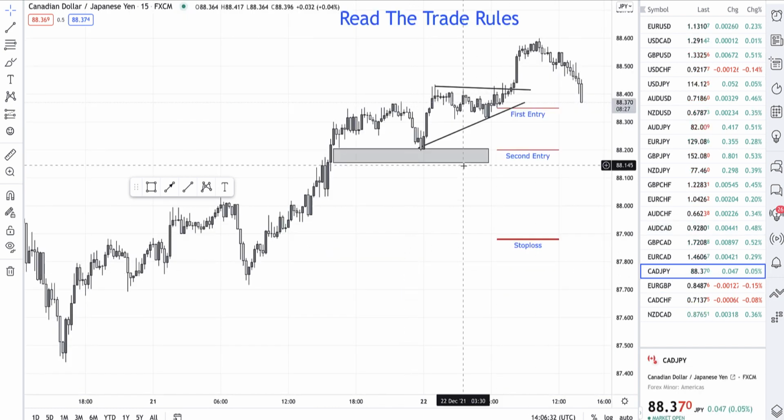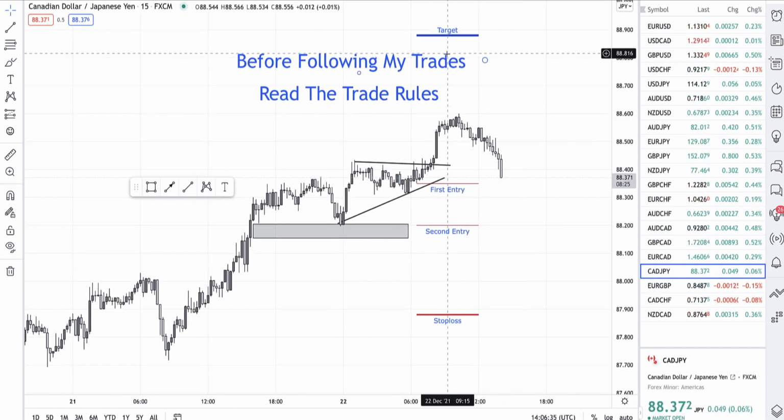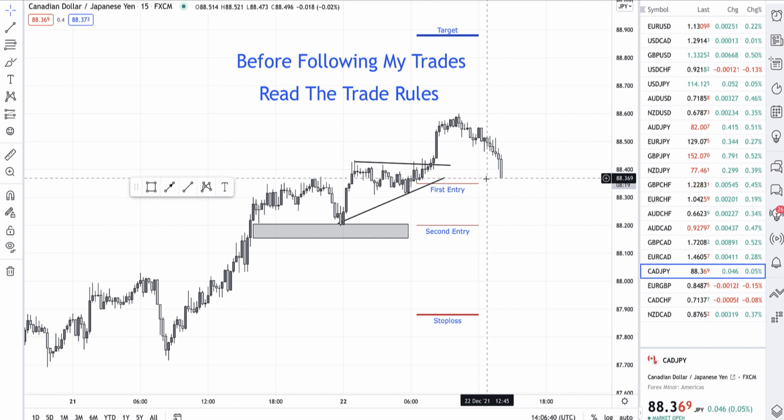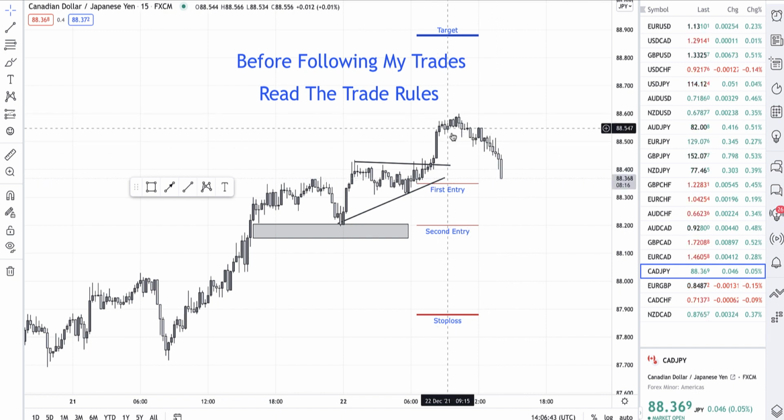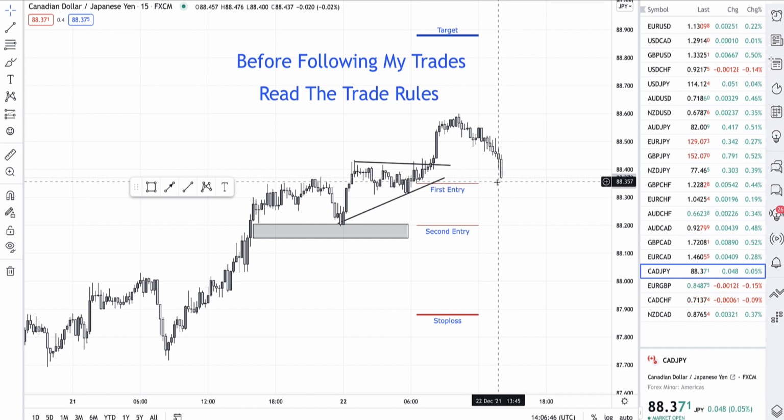Okay, and on the Canadian yen, which was my first trade for today, it made the move up, but it didn't go to the target, and then it started to go down. Obviously, it's now past the session which I was trading, the European session. So you could be moving your stop loss to the break even after this move, and this would be a break even trade.